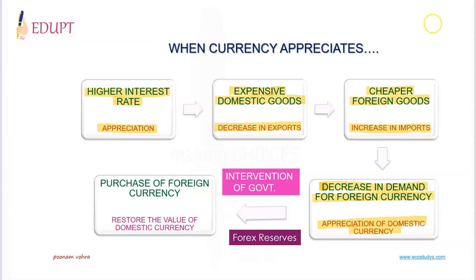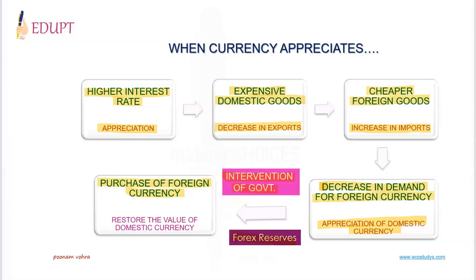Rising value of rupee would result in decrease in demand for foreign currency, or there will be an appreciation of domestic currency. Now, central bank intervenes as it maintains foreign exchange reserves to ensure that the exchange rate stays within the targeted value. So it exercises its influence through sale and purchase of foreign currency in the international money market. Now in this case, the central bank would like to restore the value of domestic currency and hence starts purchasing foreign currency from its foreign exchange reserves.